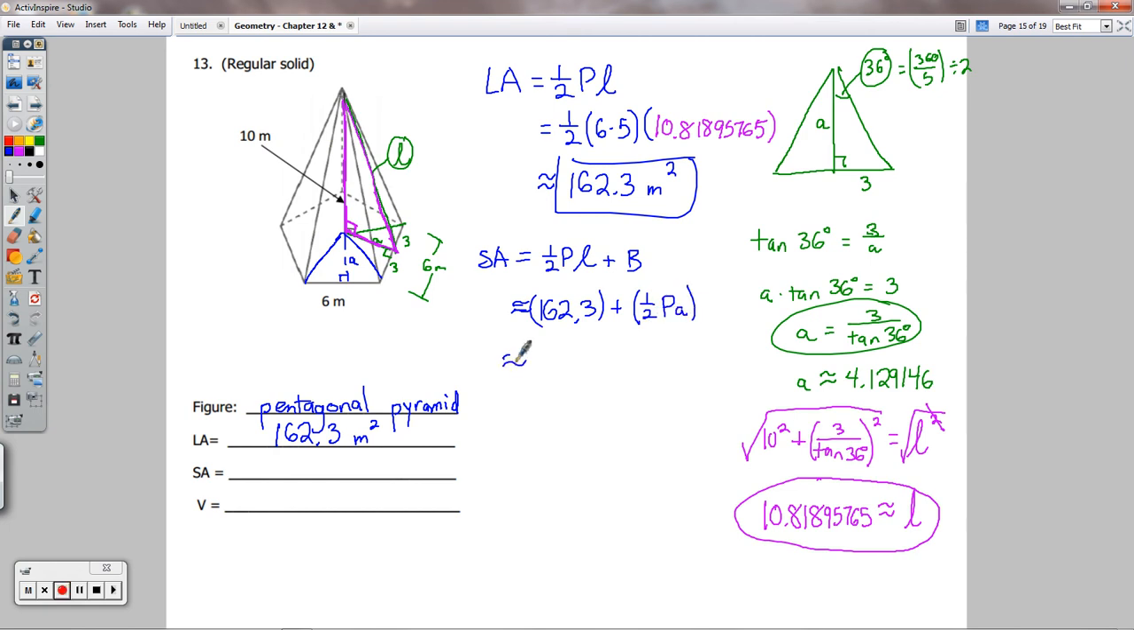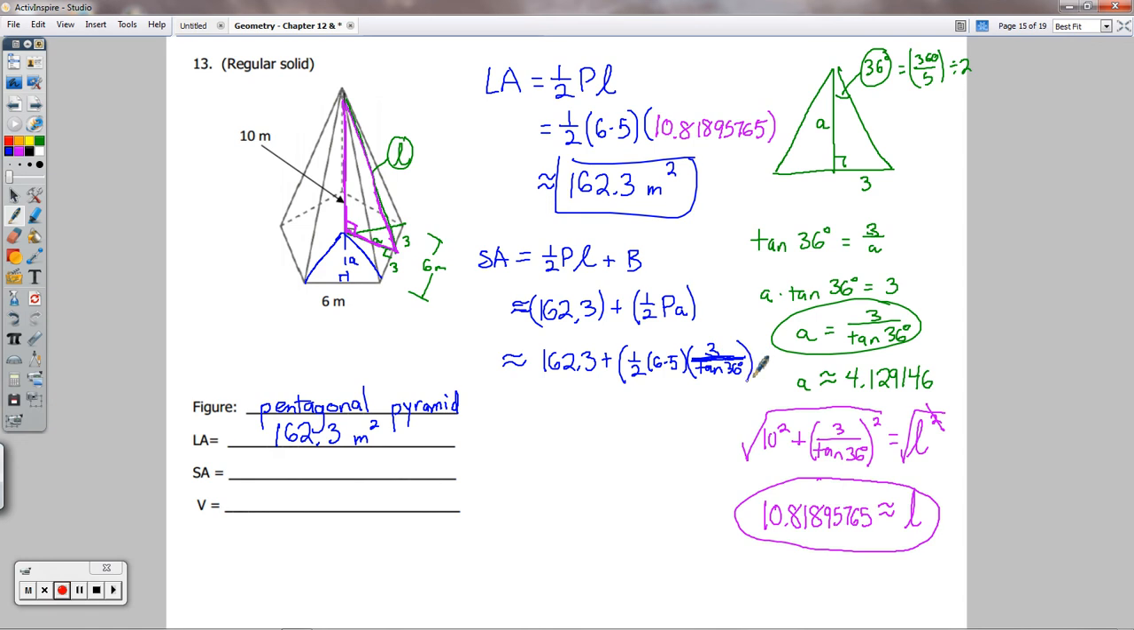So you've got 162.3 plus 1/2. The perimeter is 6 times 5. So 1/2 of 6 times 5. And the apothem, we were saying, was 3 over the tangent of 36. If you type that in or write that in instead, that's going to be very, very close as well. For now, I'm going to write it in like this so I can get the best possible answer.